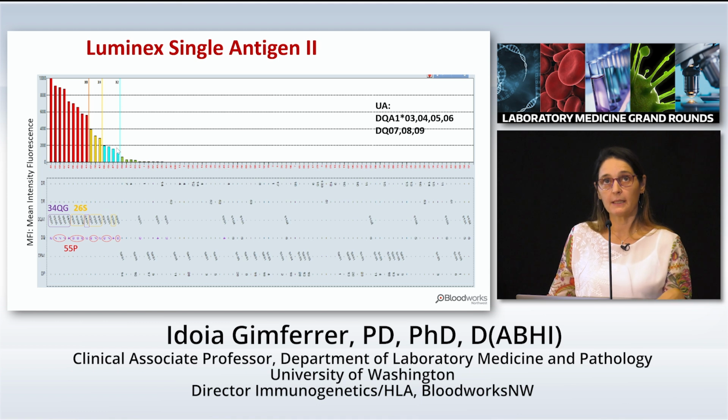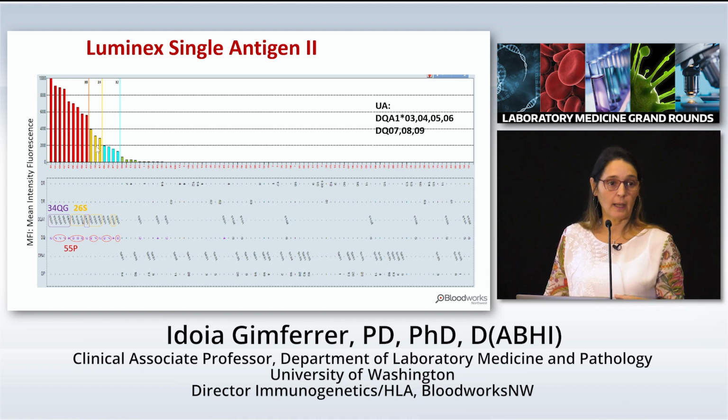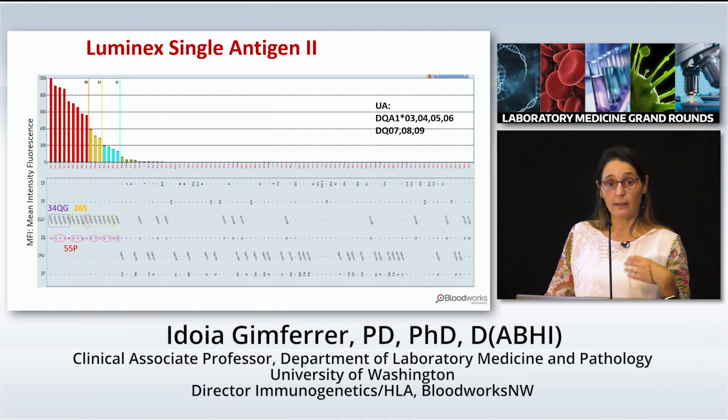So this patient has antibodies against DQ alpha 3, 4, 5, DQ7, DQ8, and DQ9. So it has antibodies that target the alpha chain and the beta chain of the protein. So those are 2 different antibodies. With this information, what do we do? With this information now we calculate the PRA.